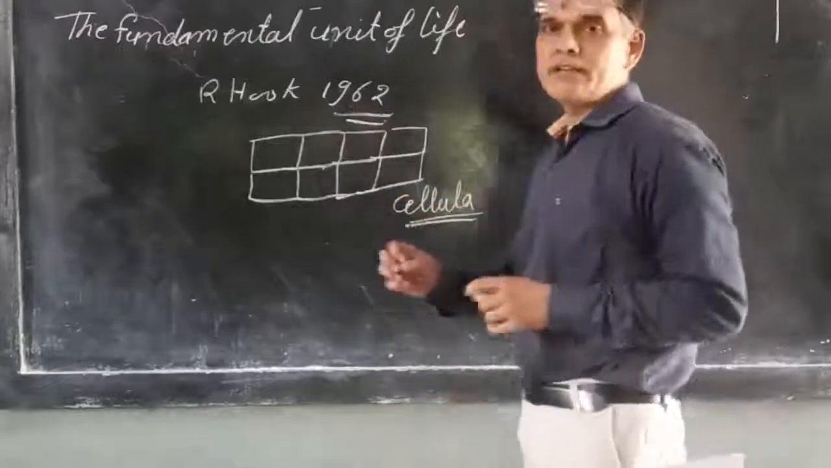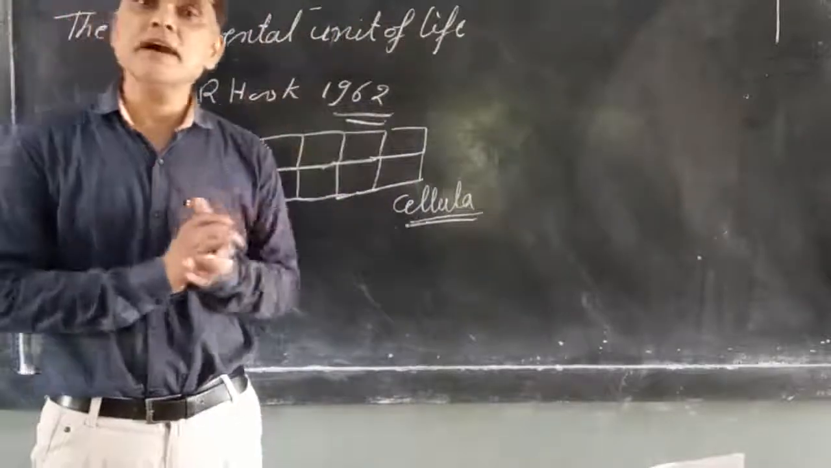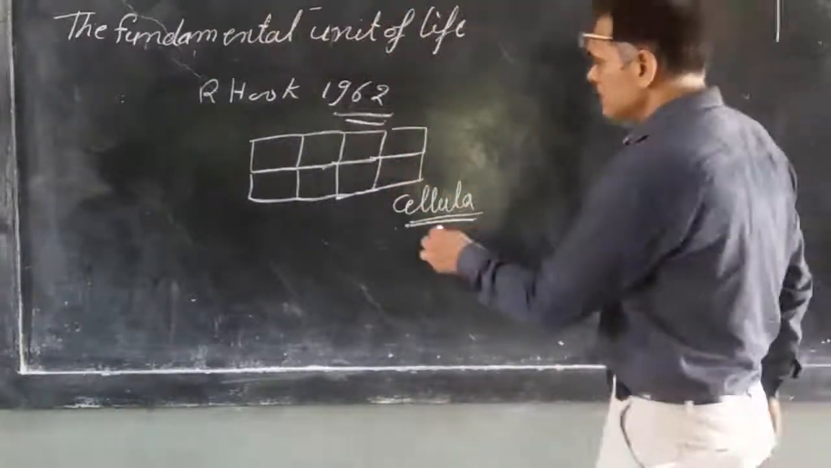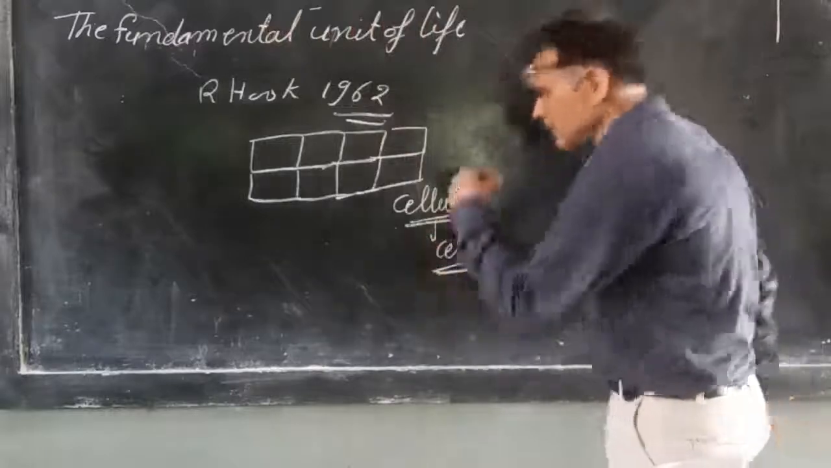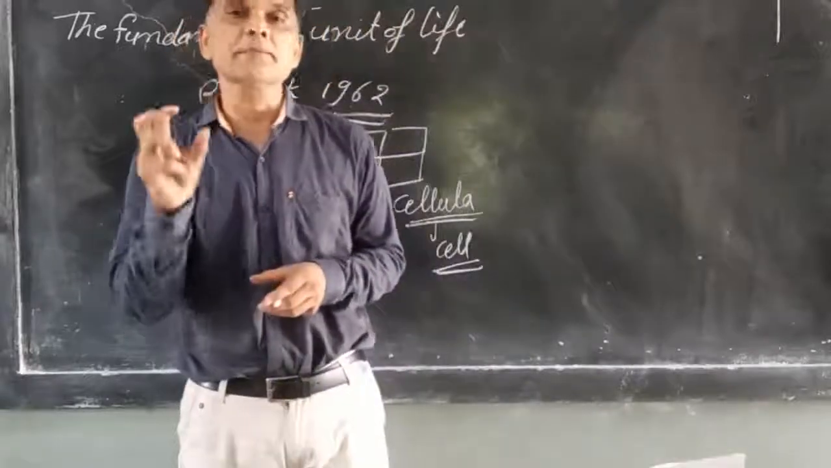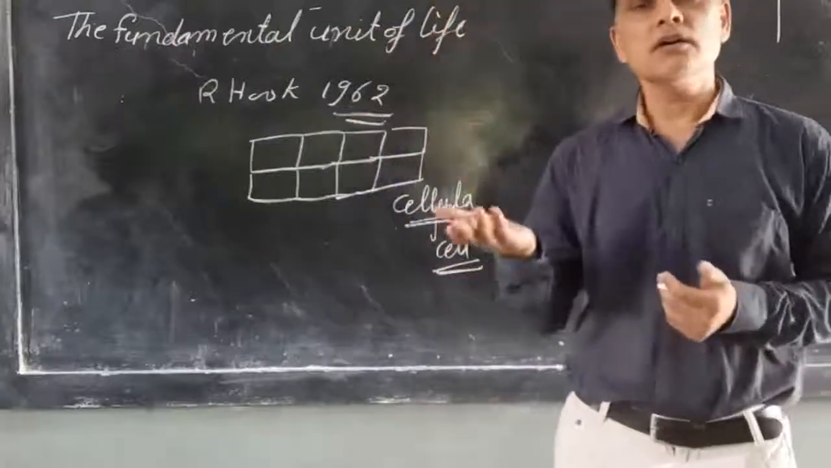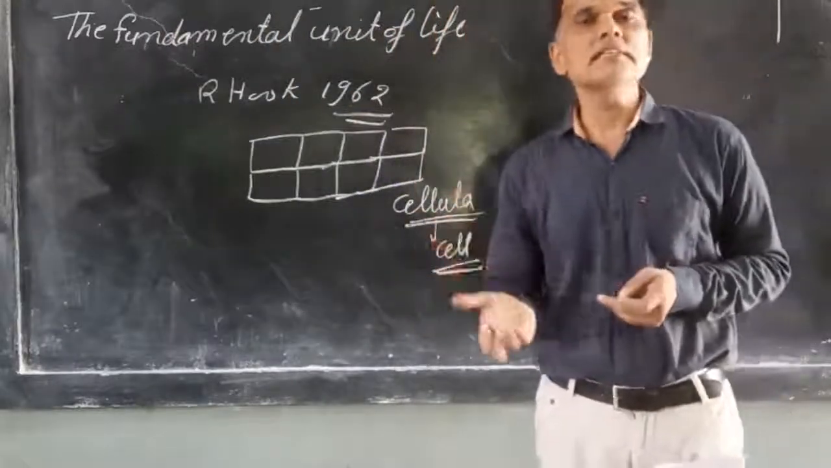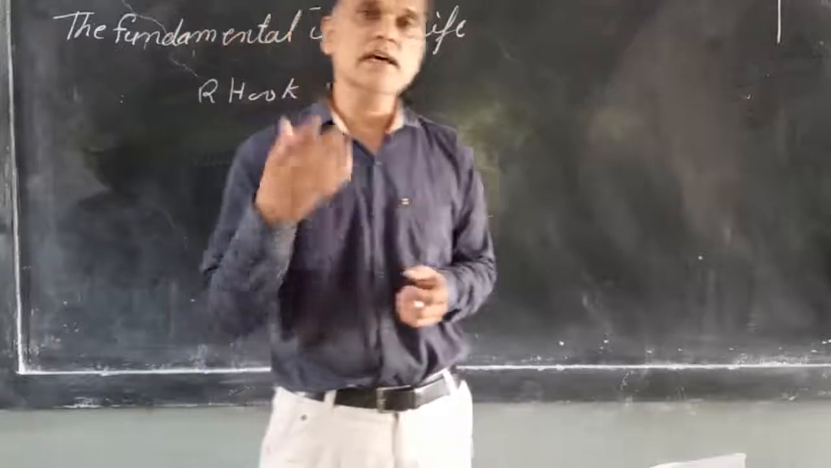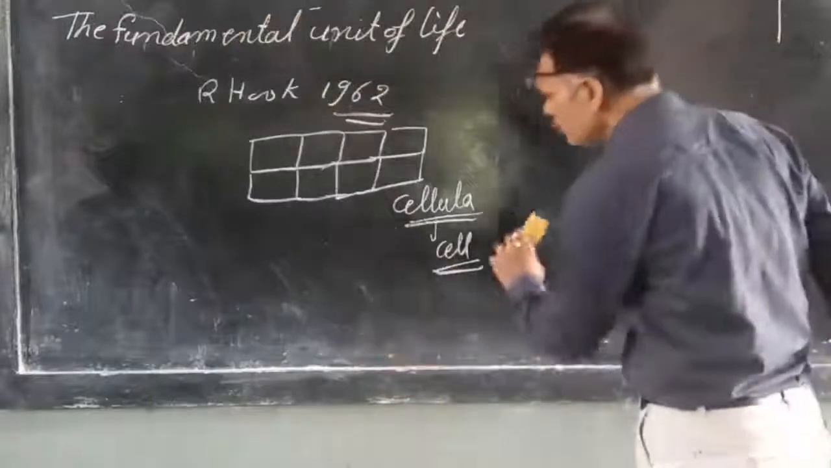This word, cellula, was first given by Robert Hooke, and first mentioned in his book, Micrographia. After that, from this word cellula, he coined the term cell, which means a small compartment. After that, Leeuwenhoek observed living cells from sewage disposal water and from teeth of a dog. Those were living cells, small microorganisms, bacteria and others, first observed by Leeuwenhoek.